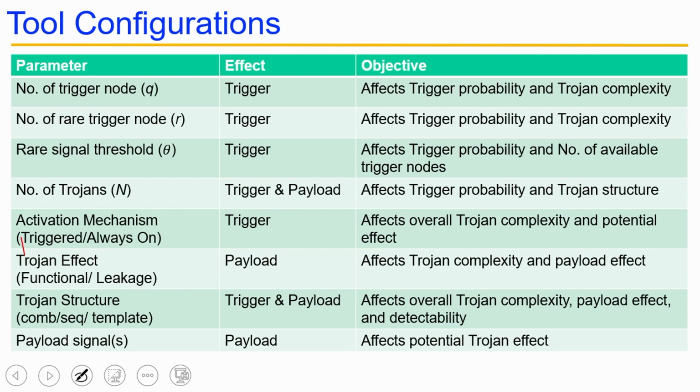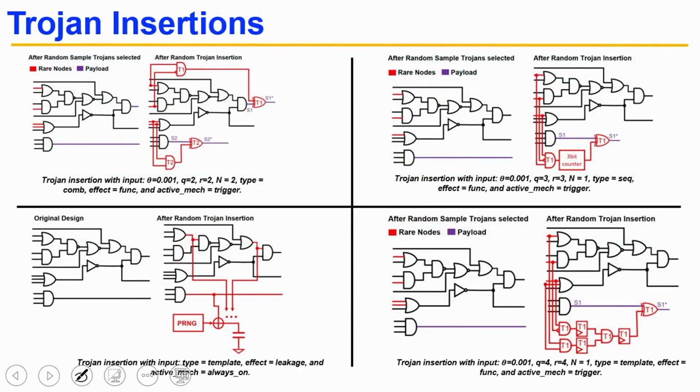What is the rareness threshold, how many Trojans, what is the activation mechanism, what is the Trojan effect, functional or leakage and so on and so forth. It does not support all space of possibilities, but it does support a vast majority of them. And here are some silliest examples that you can look at in your spare time: if it is always on, then pseudo random generator, and where do we insert. Even in a silliest design, we can demonstrate that we can enter different sequential, combinational, hybrid, always on, internally triggered, externally triggered, different types of Trojan we can embed.